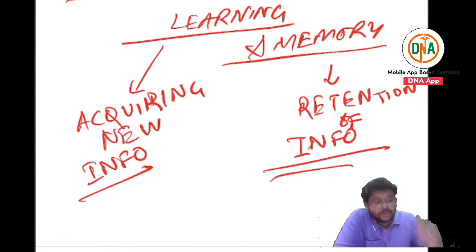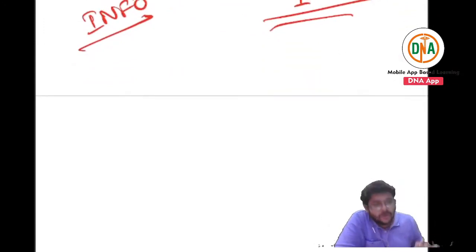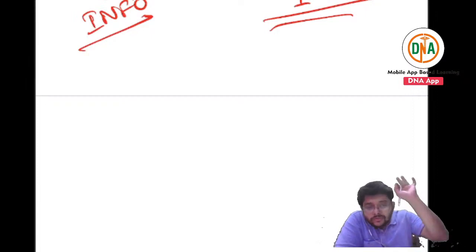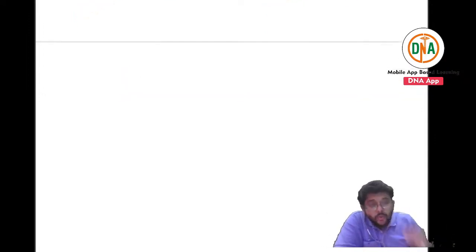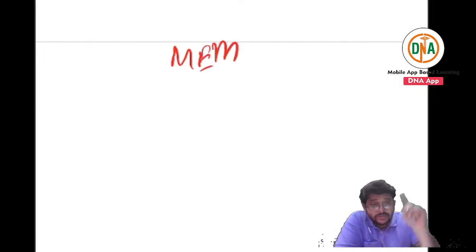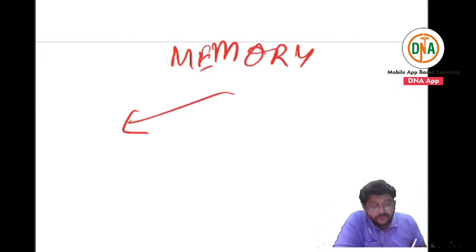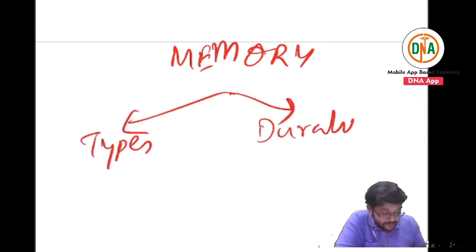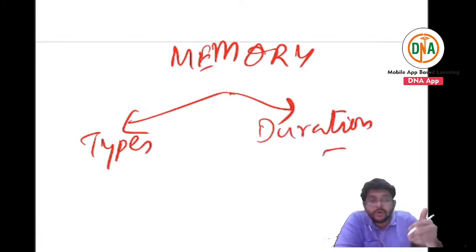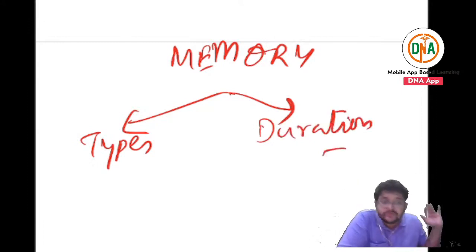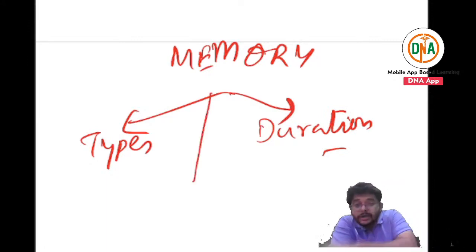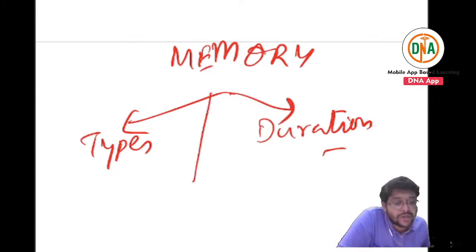Now, we have to know about memory. What are the classifications of memory? Very important and very confusing also. So, let me clarify your confusion so memory remains in your memory forever. Two ways to classify memory. One way is by its types. The other is by its duration, how long you are holding the memory. On the basis of that duration, memory is classified. And on the basis of what kind of memory this is, on the basis of types, memory is classified.